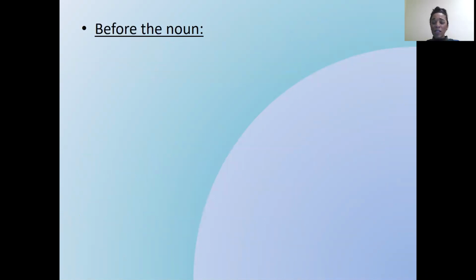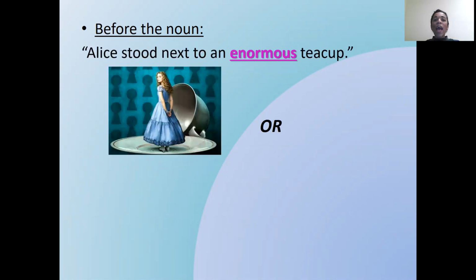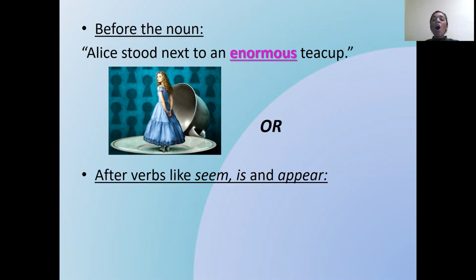So I can put my adjective before the noun. Let's read the sentence together after 3. 1, 2, 3. Alice stood next to an enormous teacup. So the noun is teacup and the adjective is 1, 2, 3, everyone. Enormous. Brilliant. Or I can put it after the verbs like seem, or the verb is, or the verb appear.